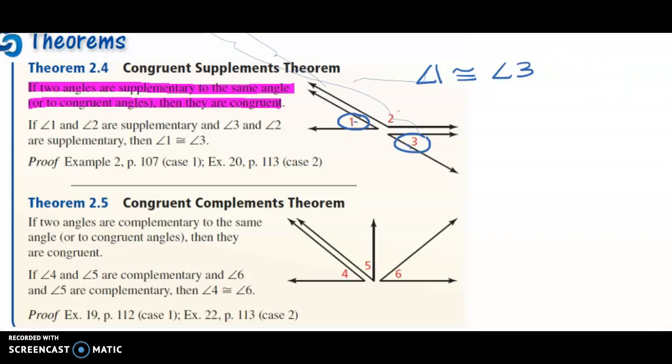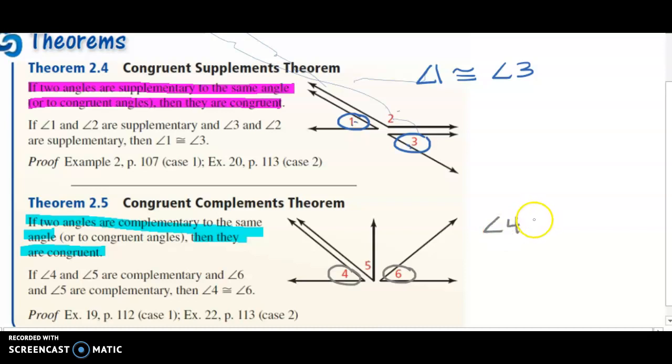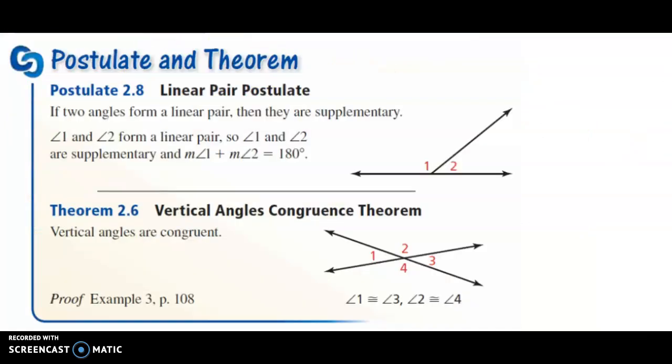All right, likewise down here, if two angles are complementary to the same angle, then they are congruent. So here, if we know that angle 4 is complementary to angle 5, and angle 6 is also complementary to angle 5, then angle 4 must be congruent to angle 6. Hopefully that makes sense to you guys. All right, let's look at a couple more theorems.